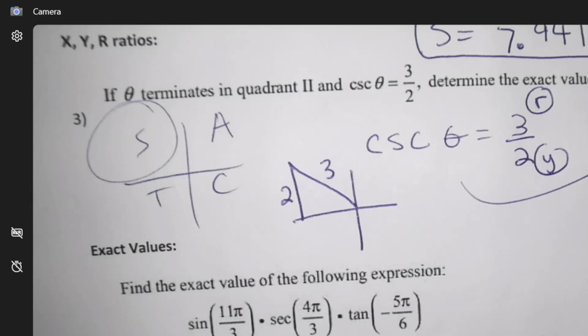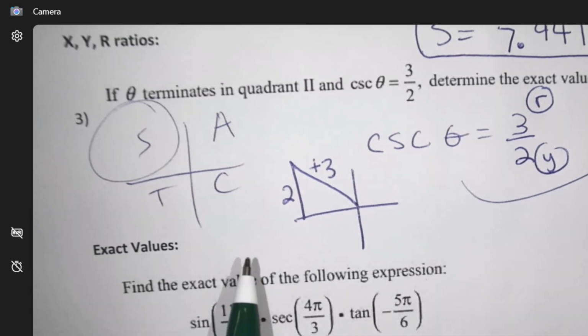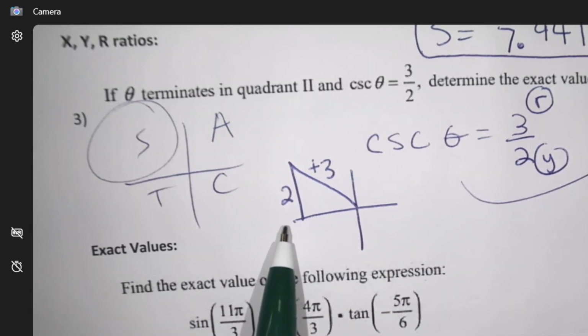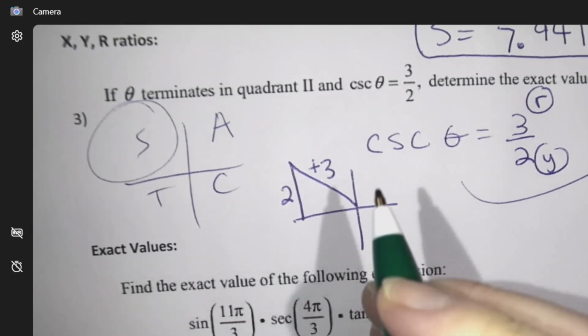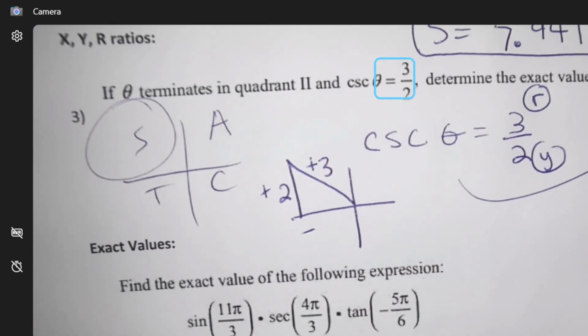Okay, I'm going to put positives and negatives on this thing already. What do we know about an R value? Always positive. What do you know about this 2 as a Y value? Is it a positive or a negative? Positive. What would you put on this x-axis? Negative. That's a good thing to note.